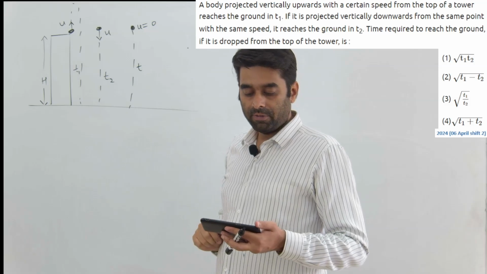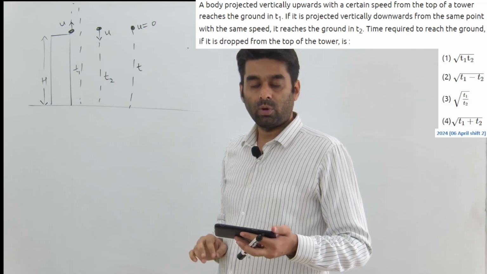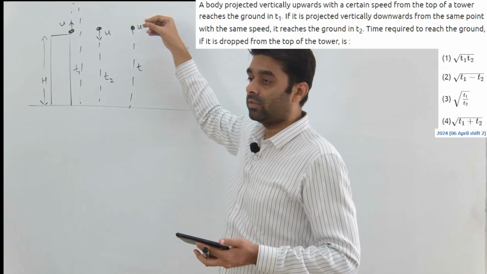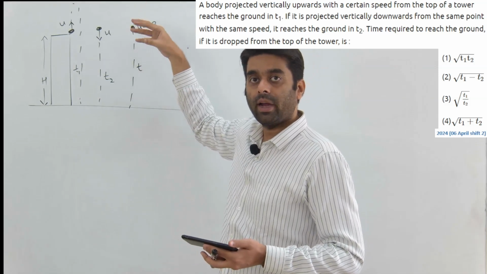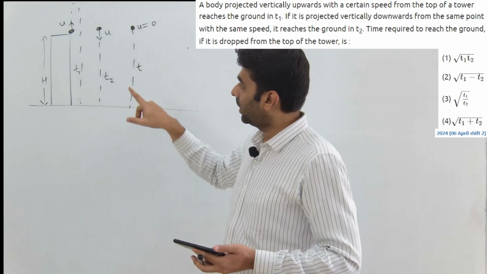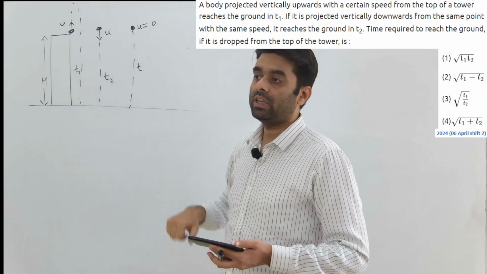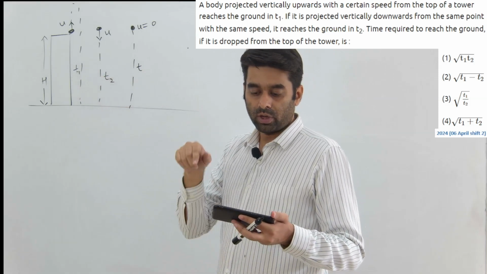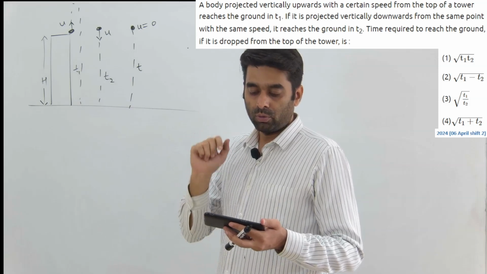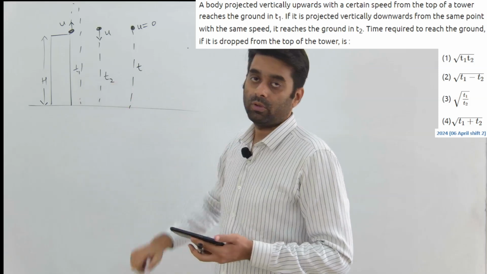Next it says if it reaches the ground in t2, fine. Time required to reach the ground if it is dropped from top of the tower. Dropped means released. From the same height, if it is released, how much time it will take? Let us assume that time taken is t. So t we have to find in terms of t1 and t2. All the options, if you check: root t1 t2, root over t1 minus t2, root t1 by t2, root t1 plus t2. So this t we have to find out in terms of t1 and t2.